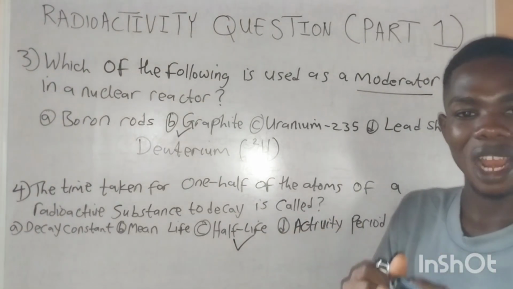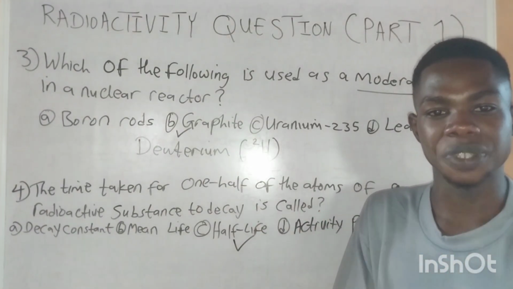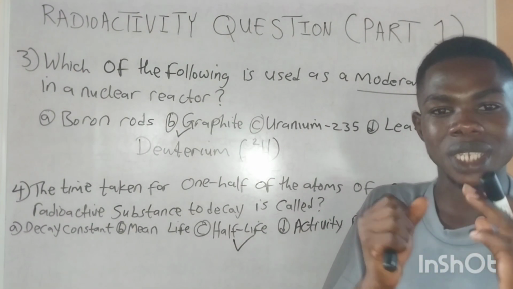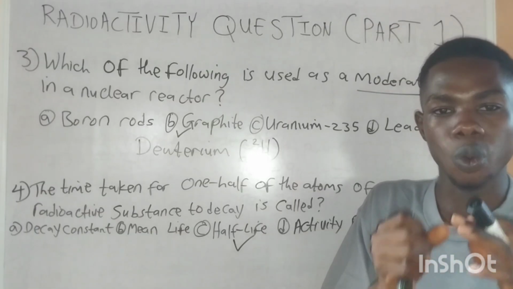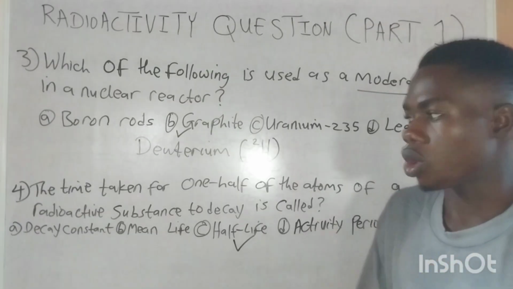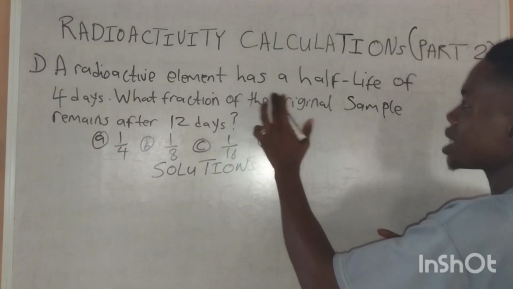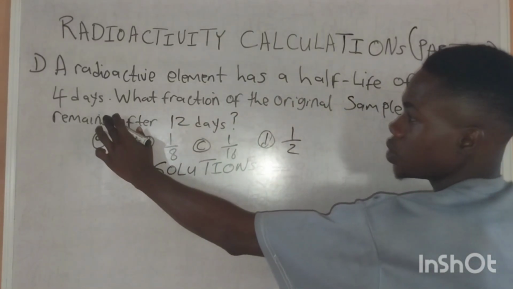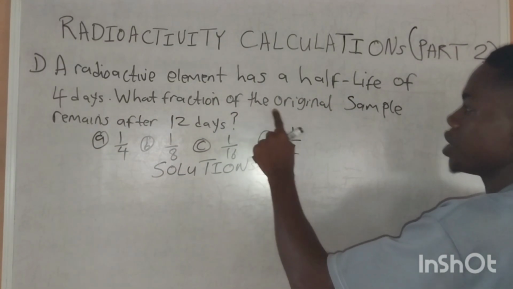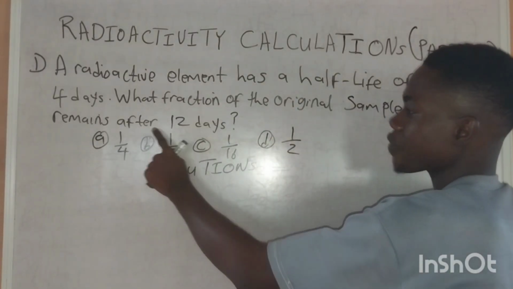I've talked about half-life in one of my previous videos on radioactivity, which is currently on my YouTube channel. Watch that video if you have not watched it before to gain more idea on half-life. A radioactive element has a half-life of 4 days. What fraction of the original sample remains after 12 days?